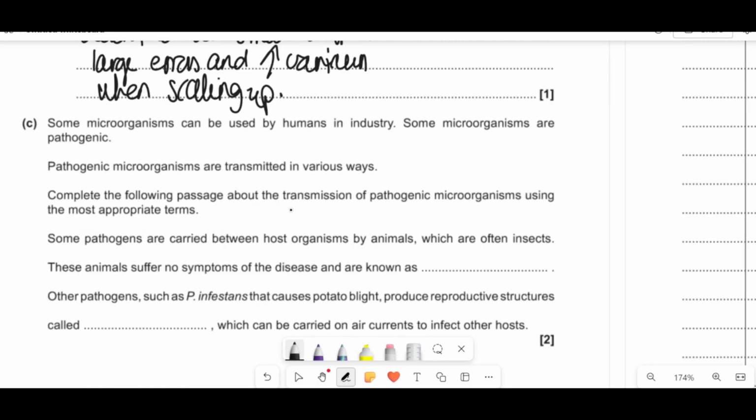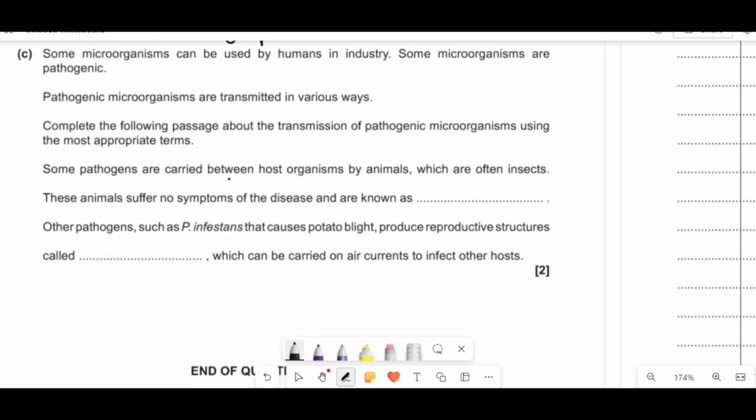Some microorganisms can be used in human industry. Some are pathogenic. Pathogenic microorganisms are transmitted in various ways. Complete the passage, right? So let's have a look. Some pathogens are carried between host organisms by animals, which are often insects. These animals suffer no symptoms of the disease and are known as... So they're carrying the disease and giving it to something else without suffering. It's not just carriers. You can't say that. It's got to be vectors. That's the specific word we're looking for.